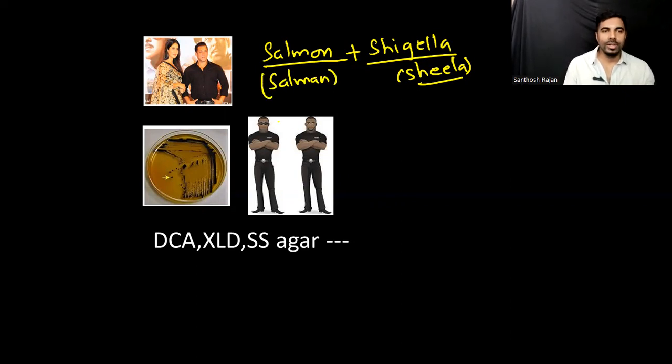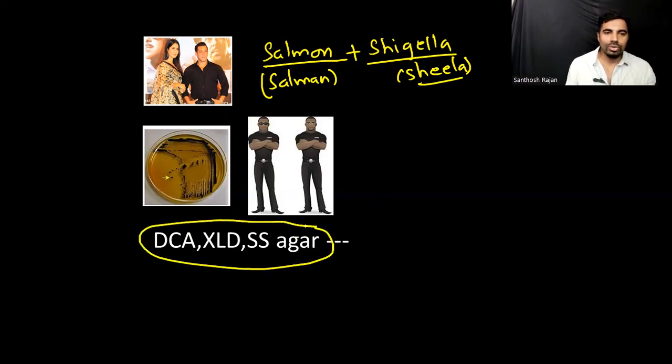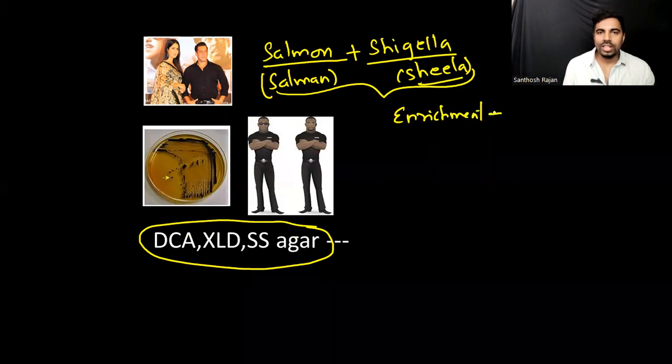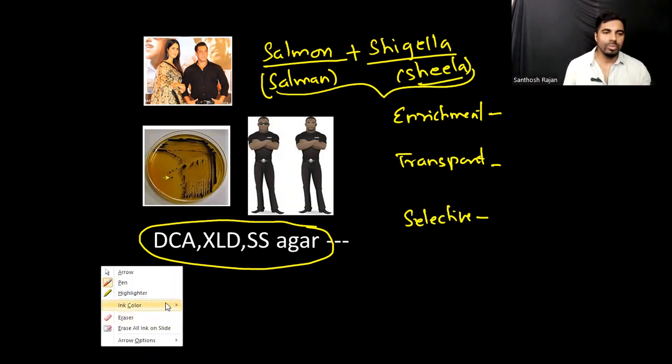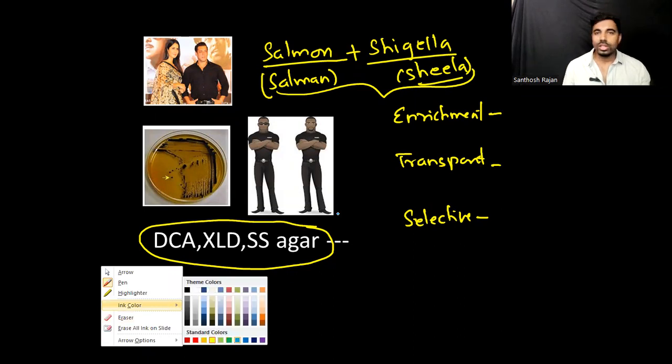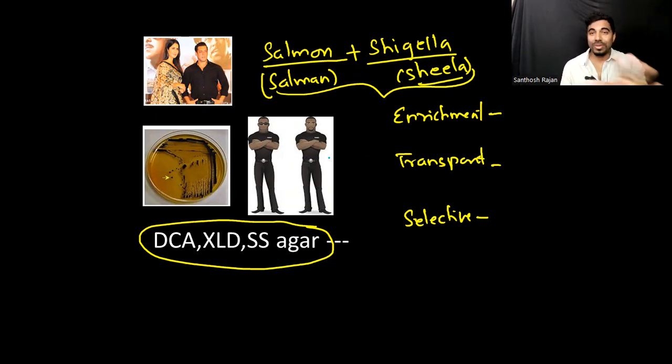Now, important is that, let's come to the common things. Salmonella and Shigella have a few things very common. I'll talk about the common media. They have one enrichment media, the same media. Then they have transport, also the same media. And then they have a selective media, the same media. Because they share everything, like boyfriend and girlfriend, Salman and Sheila auntie, they are very close. So they share everything, right? This is just for your remembrance, guys.